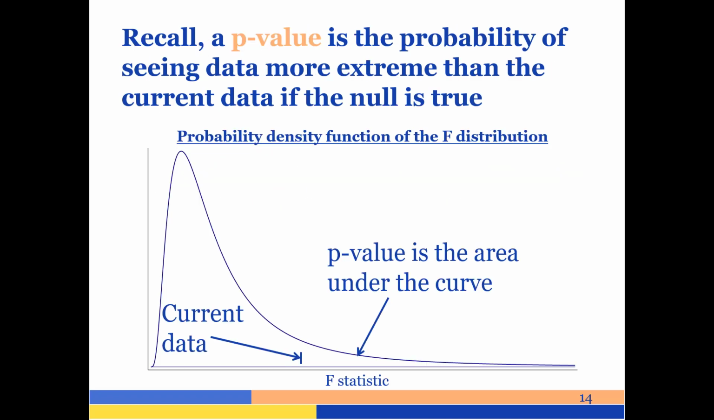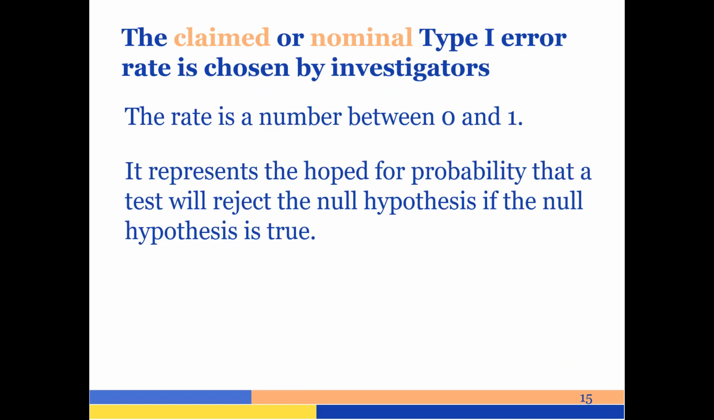The p-value is the probability of seeing data more extreme than the current data if the null is true. For instance, referencing an F-statistic from a one-way analysis of variance, we are testing whether there are differences among groups in the model. Before we can do our analysis, we have to set our nominal type 1 error rate, which is the number the researcher is willing to accept.